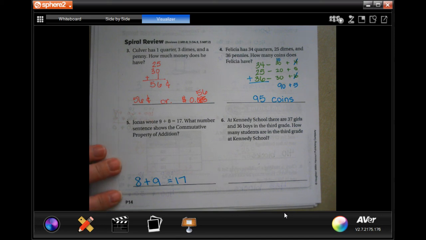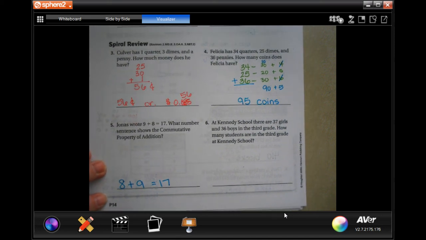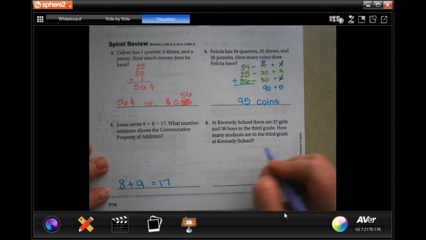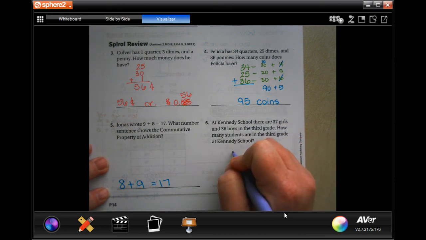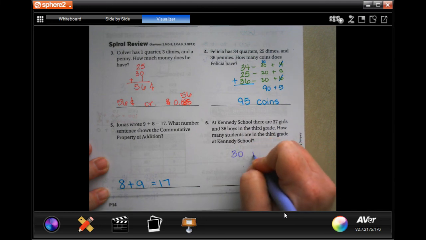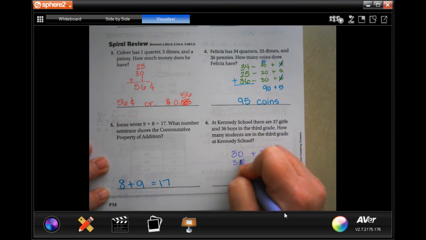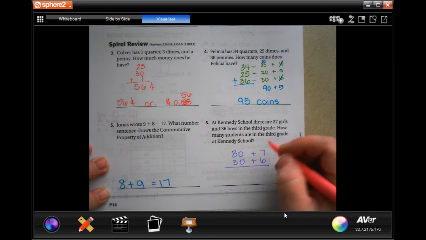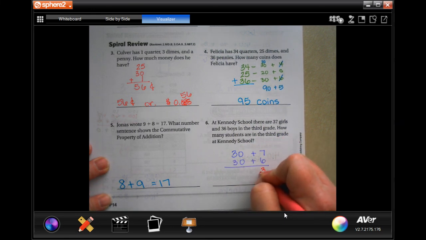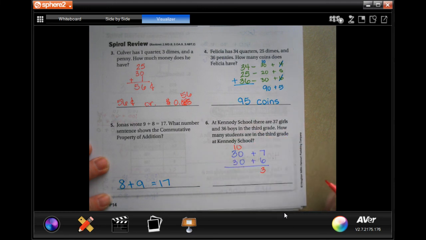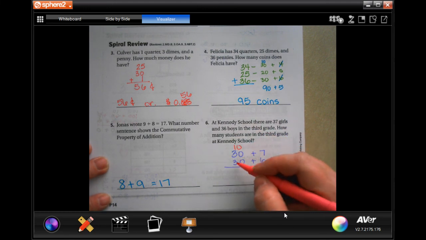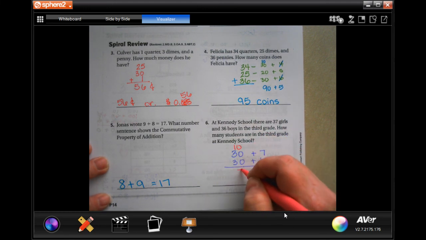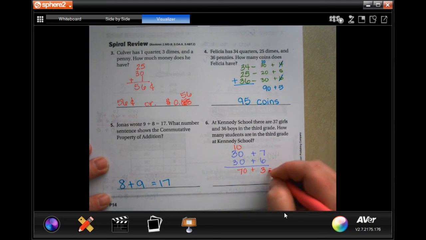Okay. At Kennedy School, there are 37 girls and 36 boys in the third grade. How many students are in the third grade? Well, let's do 30 plus 7, 30 plus 6. Okay. Well, 7 plus 6 is 13. So I'm going to put that 3 down and I'm going to put a 10 up there. Okay. So now 30 and 30 is 60 plus 10 is 70. 70 plus 3, 73 students.